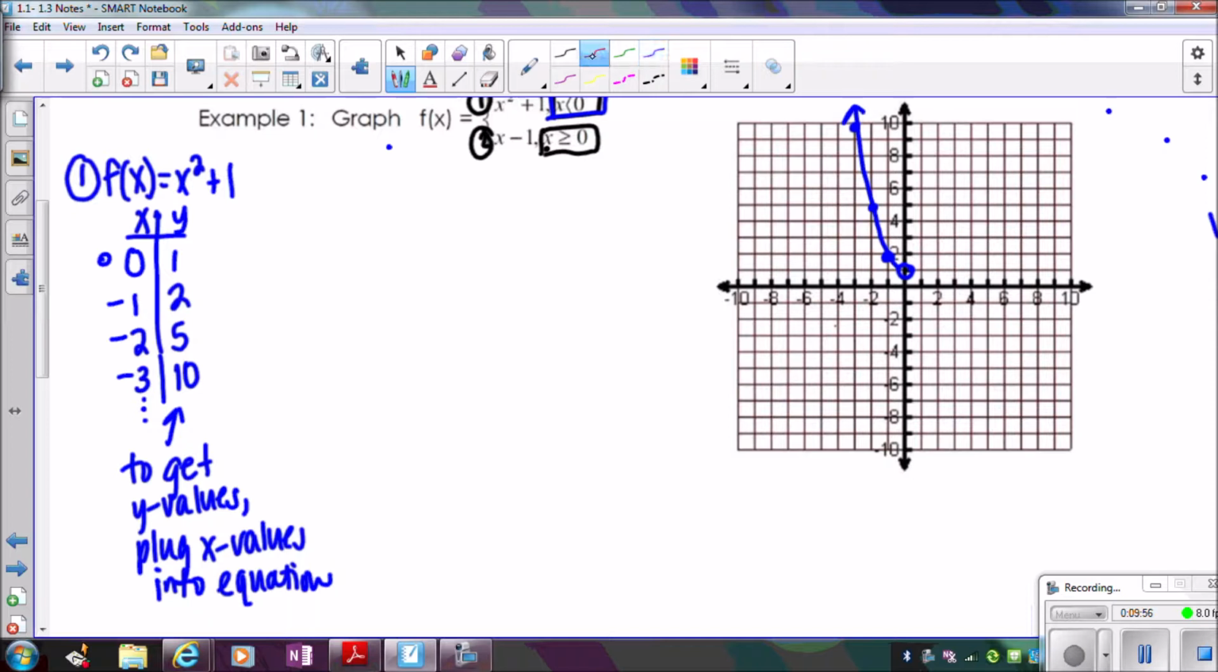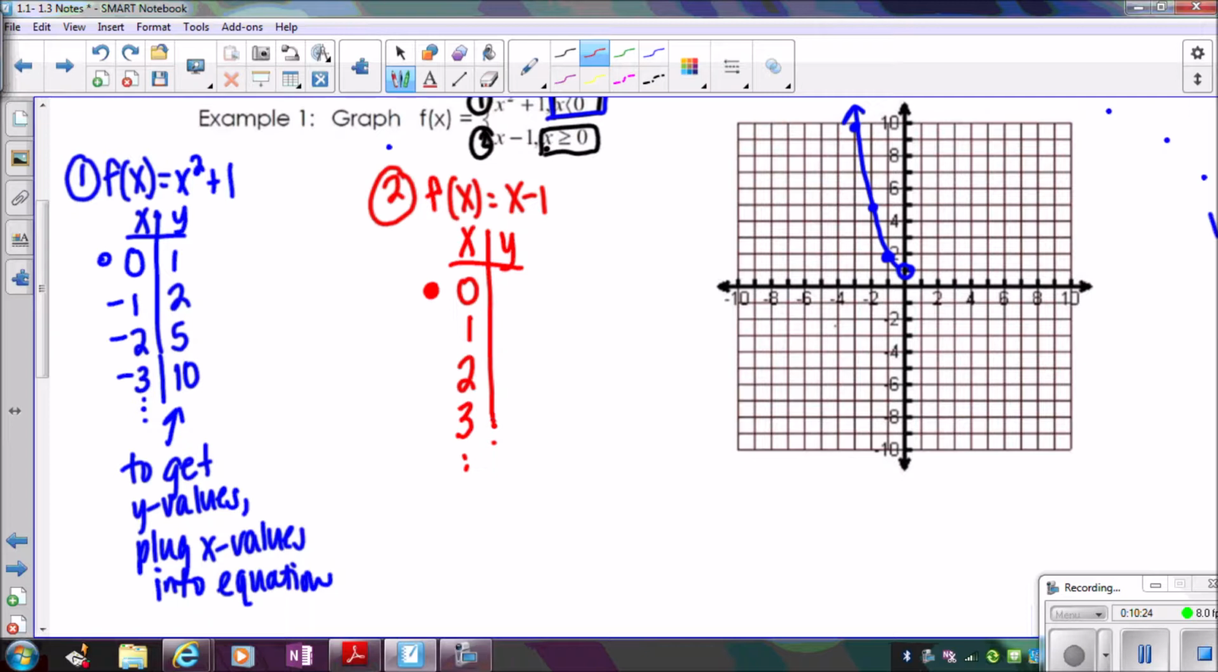There's the first one. The second part, we're going to do the exact same way. So we're going to graph f of x equals x minus 1 when x is greater than or equal to 0. So that means when I do my table, my starting point is going to be 0 again, but I'm going to have a filled in circle there because I can equal 0. And then I need all the numbers bigger than 0. So 1, 2, 3, and so on.